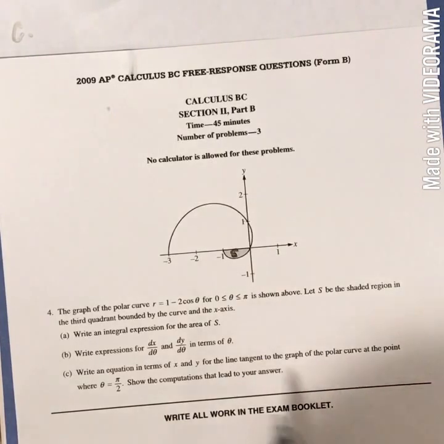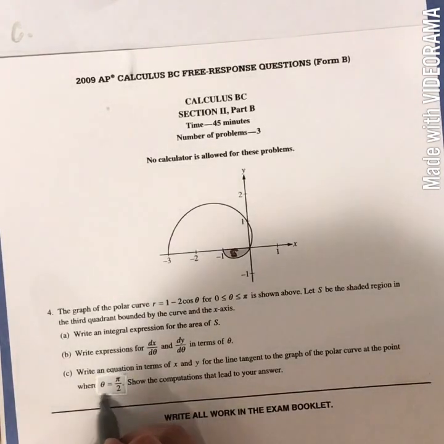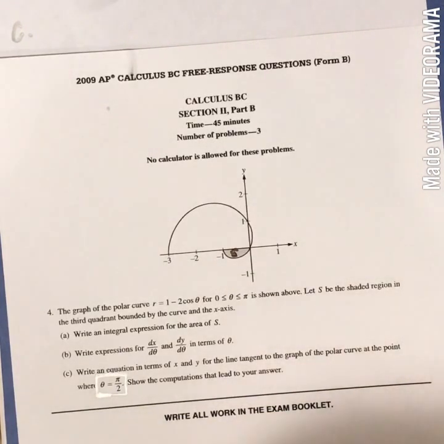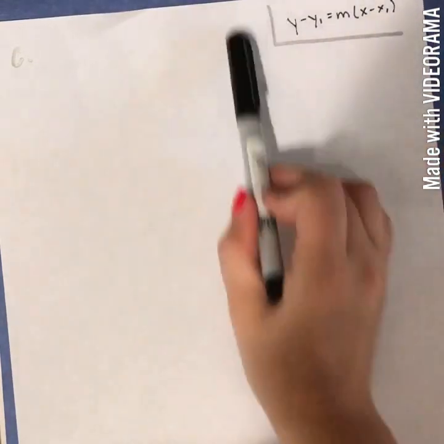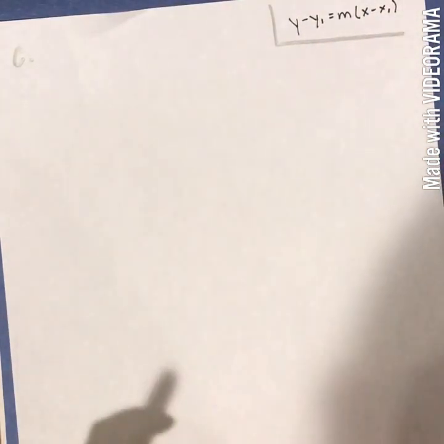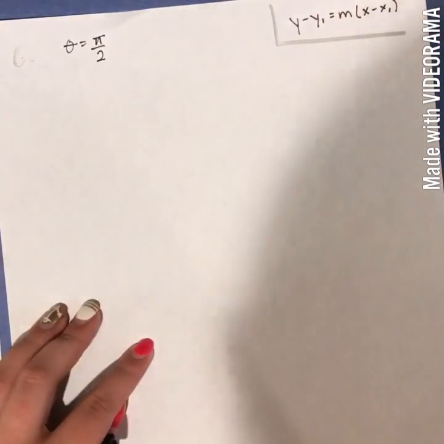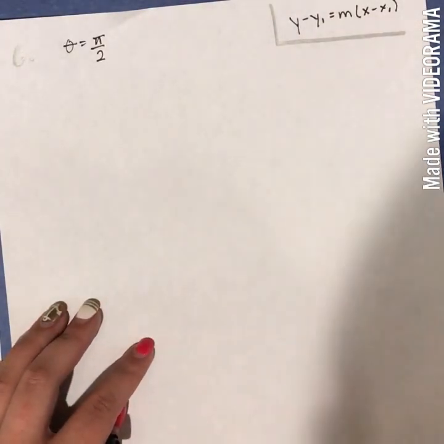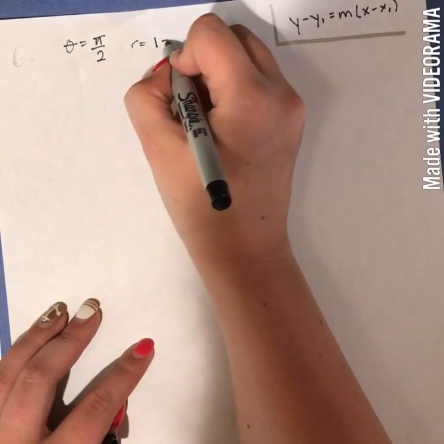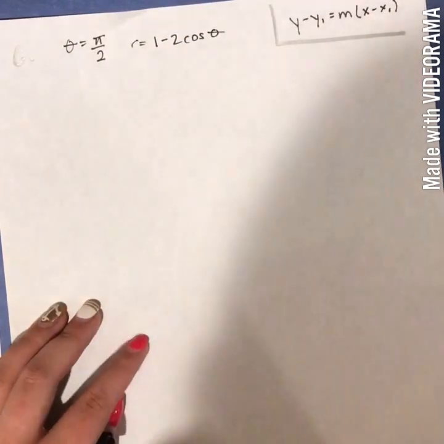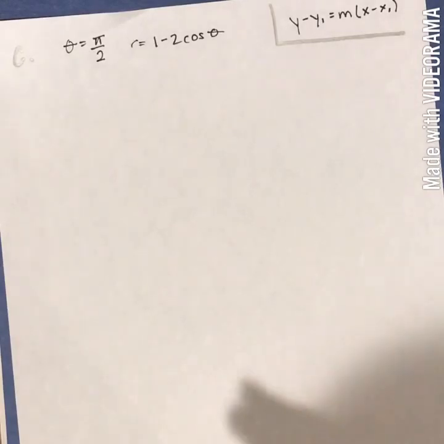So let's continue to read the problem. It says, the line tangent, so you're going to find the line tangent to the graph of the polar curve at the point where theta equals pi over 2, and then show the computations that lead to your answers. That's just showing all your work. I wrote our little equation up here just for a reminder, and I'm going to write theta equals pi over 2 just so we remember that as well. And I'm just going to write our r equals 1 minus 2 cos theta. You don't have to do this, but this is just a reminder. You're going to have that in your question. You don't have to rewrite it.